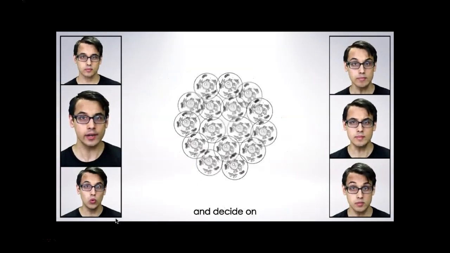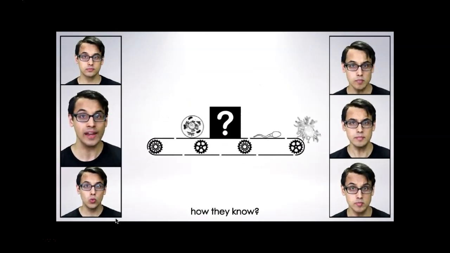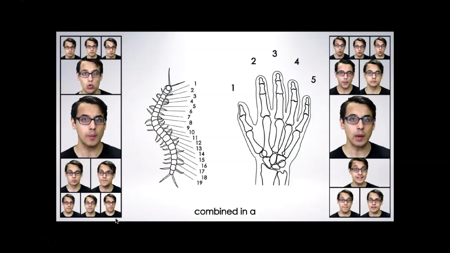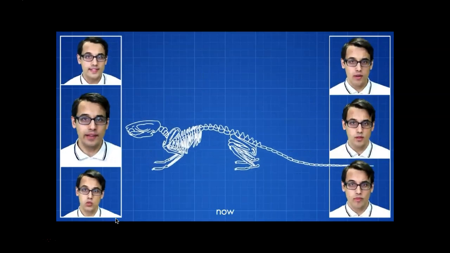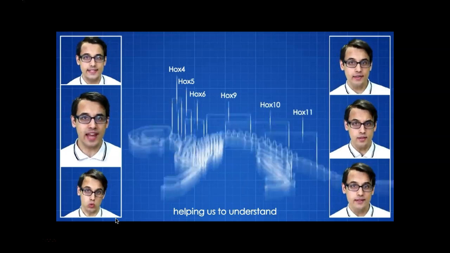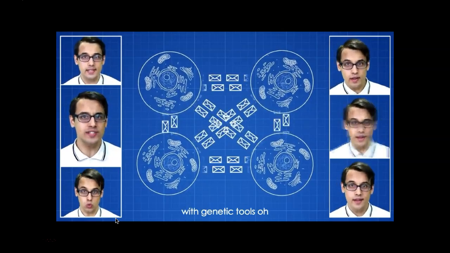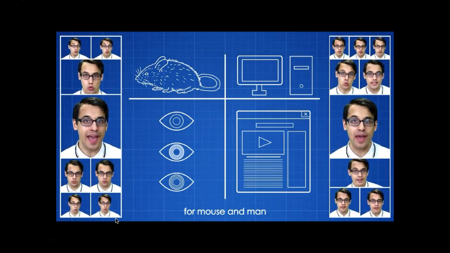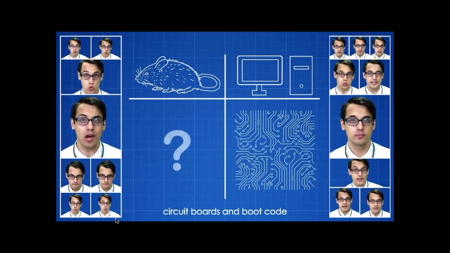Still divide and decide on 1,000 fates. Did you ever figure how they know? We are built of modules combined in a planned out way. Each new piece must be told where to go. Now there's a science helping us to understand how our cells encode this architectural plan, signaling each other with genetic tools. Phenotype the interface for mouse and man, genotype the files and the sub-programs. What then are the switches, circuit boards, and root code?